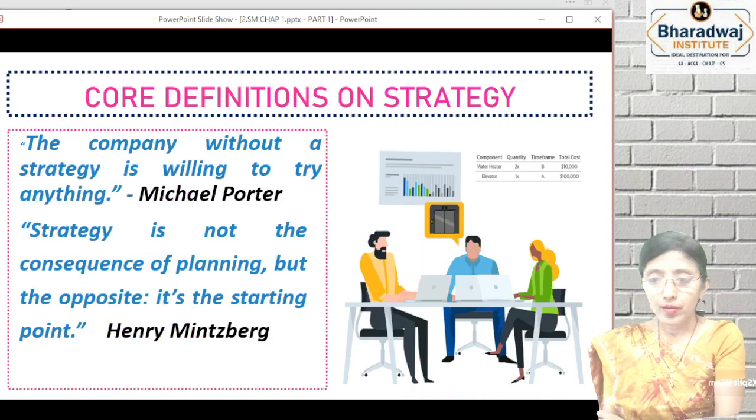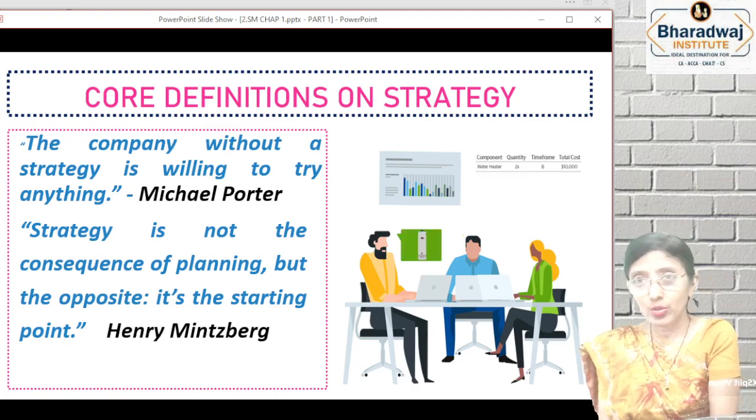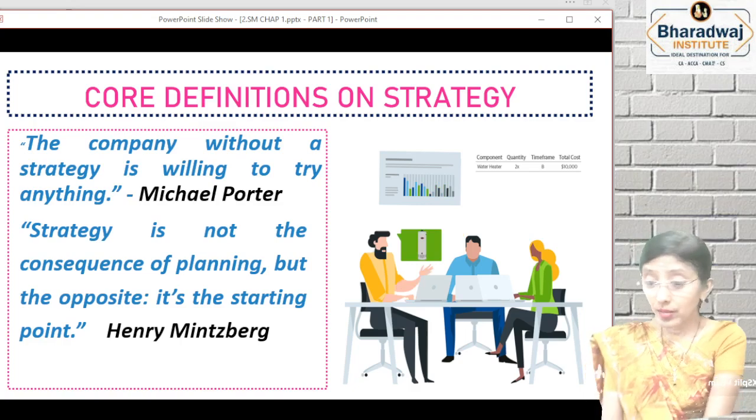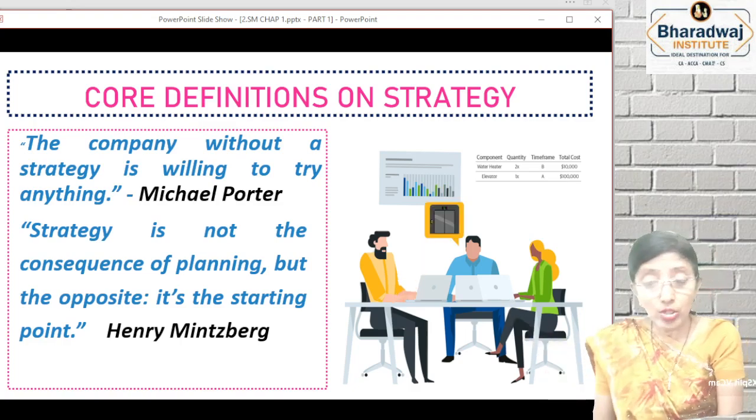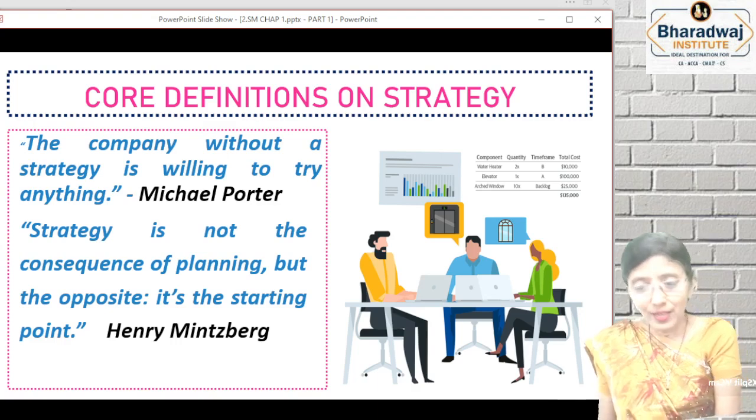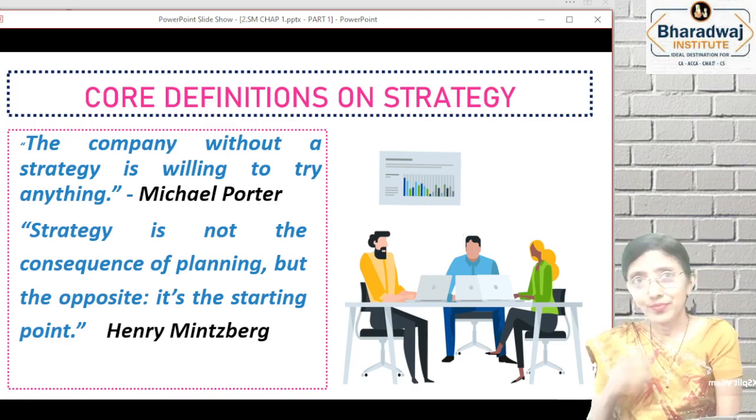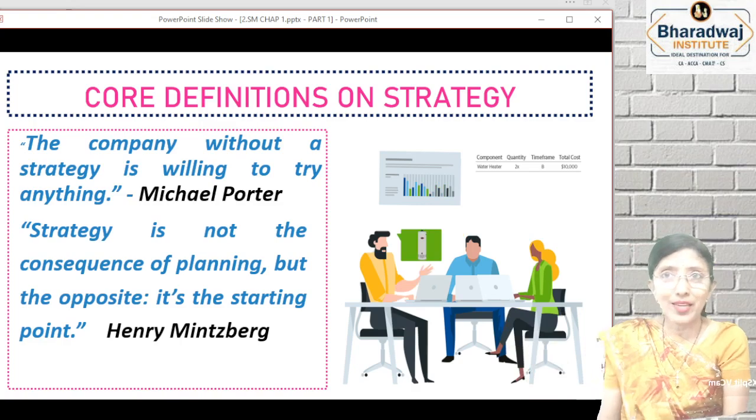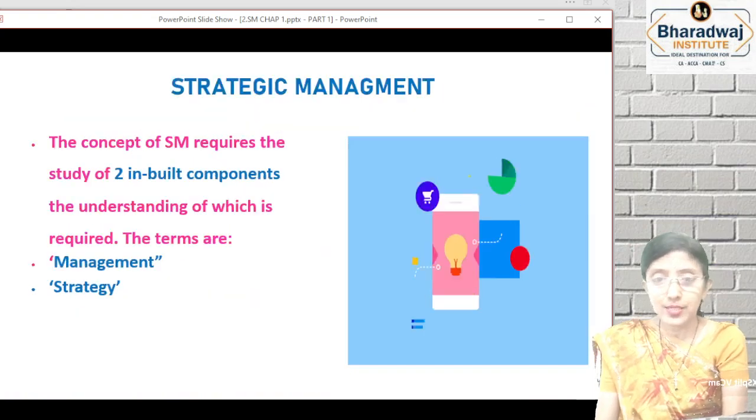What we saw. Michael Porter, Henry Mintzberg: a company without a strategy is willing to try anything. Means what? You should have a strategy. And this is one repeated: strategy is not a consequence of planning. It is a starting point. First strategy, followed by planning. Okay, strategy is a base.